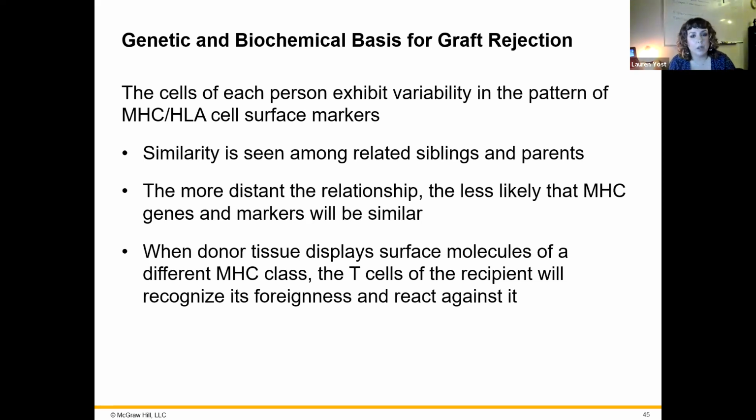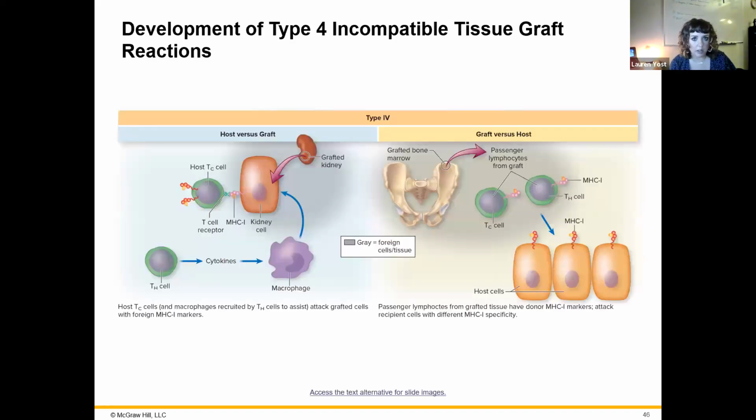We will attack somebody's cells whenever their MHC molecules look different, and the less related you are, typically, the less similar your MHC complex is. So this is just going over host versus graft and graft versus host. Host versus graft is the host attacking the graft. So you give me a kidney that doesn't match. We have a different MHC1 molecule than what we're used to seeing. We see this as foreign.